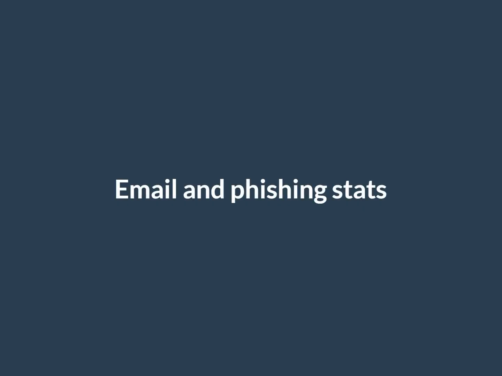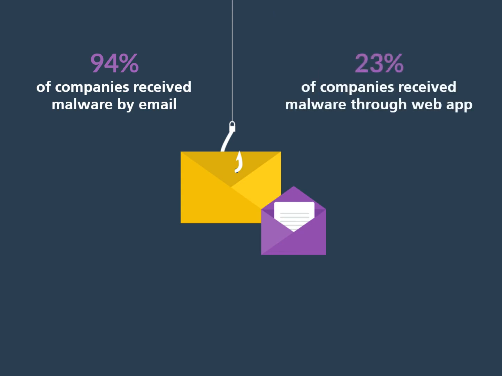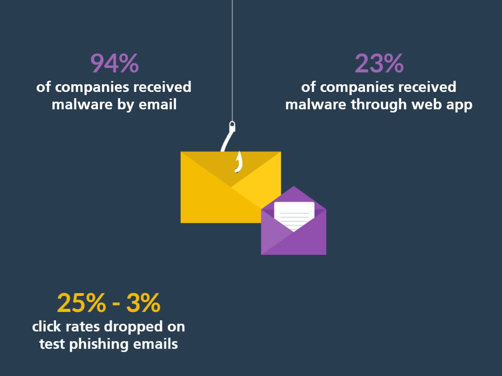We think everyone should be aware of the email and phishing stats. An astonishing 94% of companies received malware via email. This number is especially high when compared to the next category of malware delivery through web applications, which affected 23% of organizations. On the positive side, click rates on test phishing emails dropped from a high of 25% in 2012 to just below 3% in 2018. It's great to see that users are becoming more security savvy.